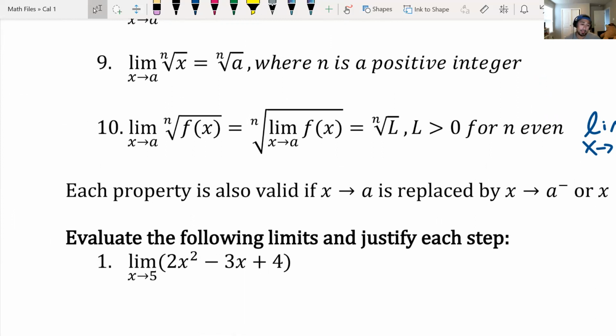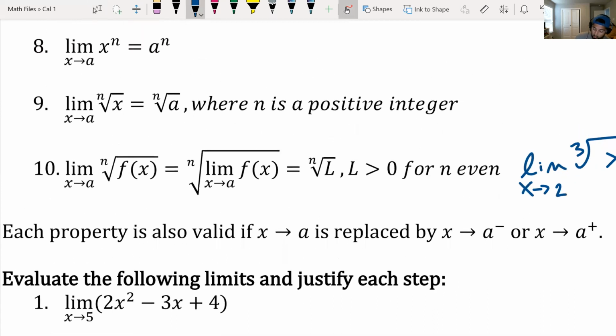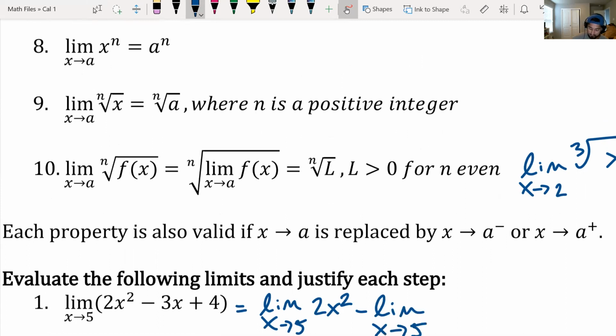So what we see here is the limit as x approaches 5 of 2x squared minus 3x plus 4. There are 3 terms inside this limit, which means go ahead and apply the limit to each term. So this means that we can rewrite this as the limit as x approaches 5 of 2x squared minus the limit as x approaches 5 of 3x.